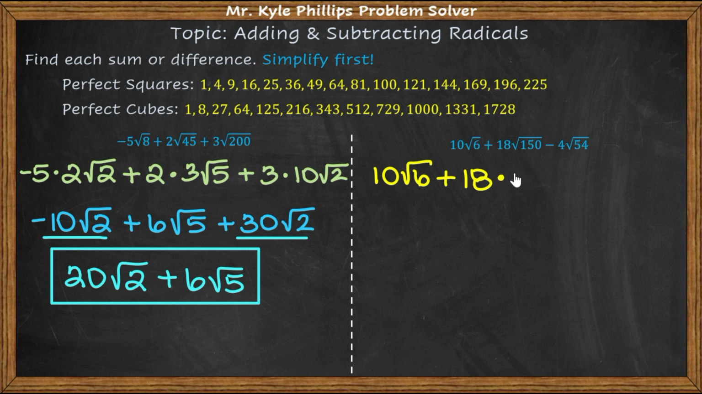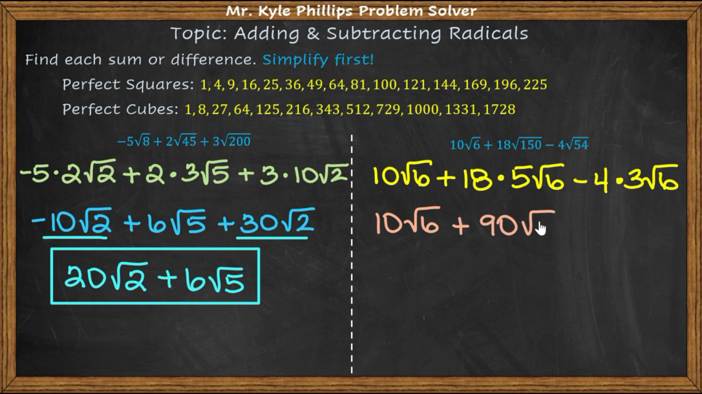So this is 5 root 6 minus 4 times the largest perfect square that can go into 54 is 9. So this will be 3 root 6. So now I will simplify here. So I still have 10 root 6 plus 18 times 5 is going to give me 90. 4 times 3 is going to give me 12.